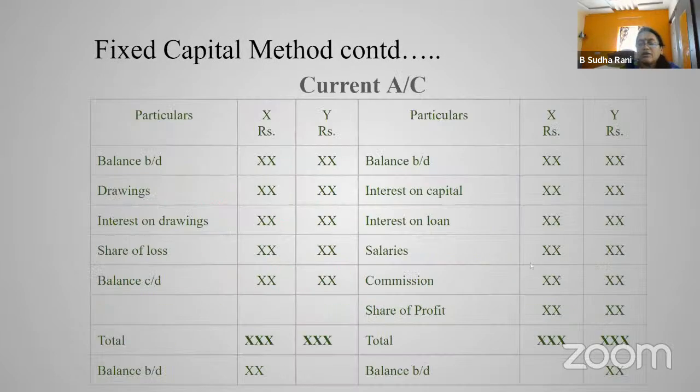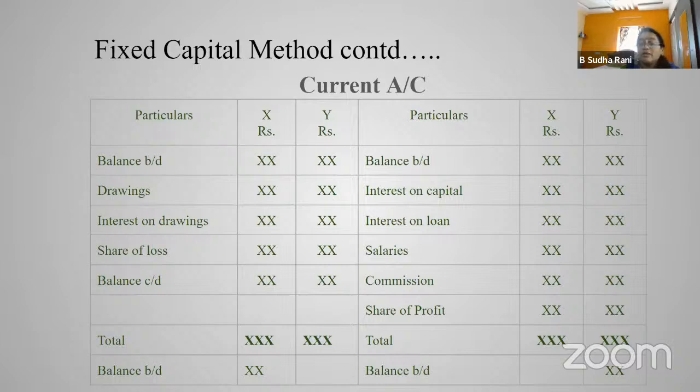Next one is the current account. The current account balances, whatever they are, we will take as mentioned in the question. If he mentioned credit balance, credit side. If he mentioned debit balance, debit side. Then all the transactions that increase the balance of partners will be taken on the credit side, and all the transactions that decrease the balance of partners' capitals will be taken on the debit side. Finally, find the difference between the debit and credit, and we will write balance carried down and close the account. Done? Understood?